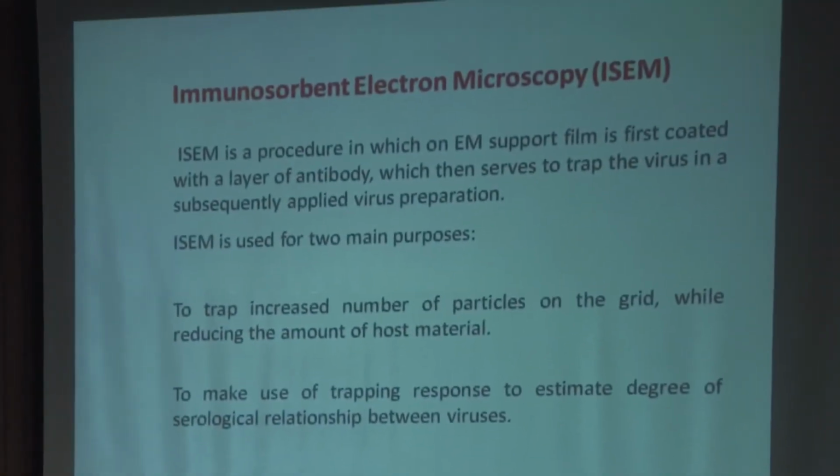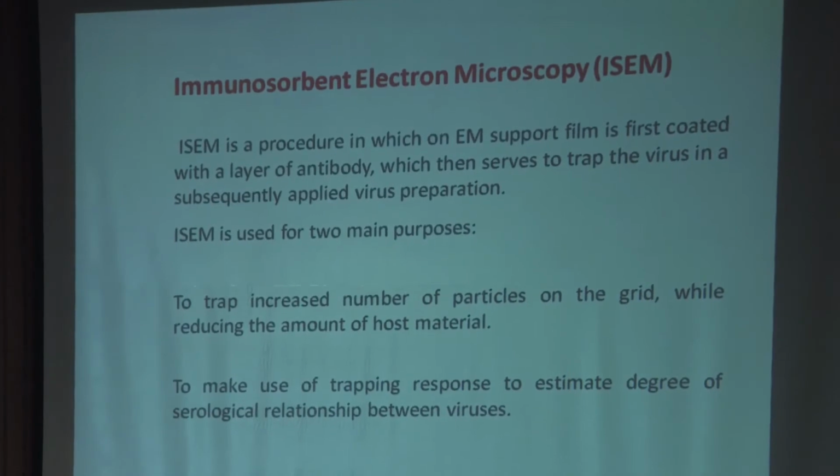Another application of electron microscopy is immunosorbent electron microscopy. It is more or less similar to what you do in ELISA. But in ELISA the final result is a color. If you are using alkaline phosphatase, you will get yellow color. If you are using another enzyme, you will get a different color. So right now you are using alkaline phosphatase, so your end product will be yellow. But in electron microscopy, it is called seeing is believing.